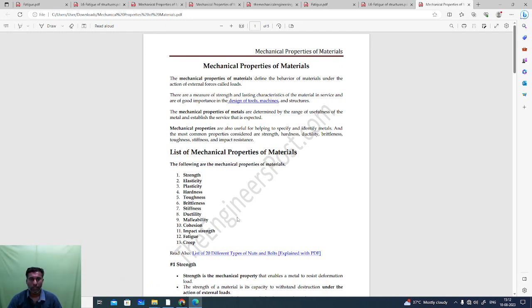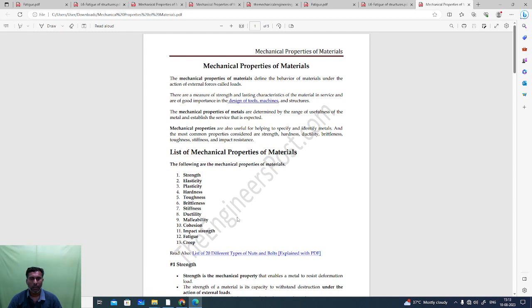Next, the measure of strength and lasting characteristics of the material in service is of great importance in the design of tools, machines, and structures. Structures may be a column or a beam. The mechanical properties of metals determine the range of usefulness of the metal and establish the service life that is expected. The properties are also useful for helping to specify and identify materials, whether they are ferrous or non-ferrous materials.